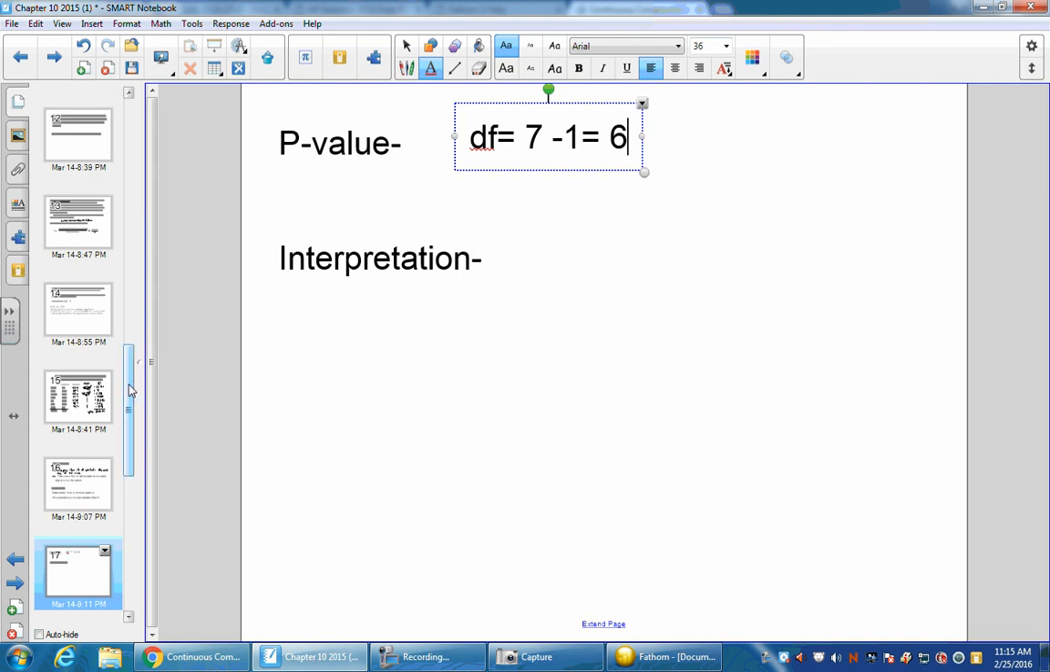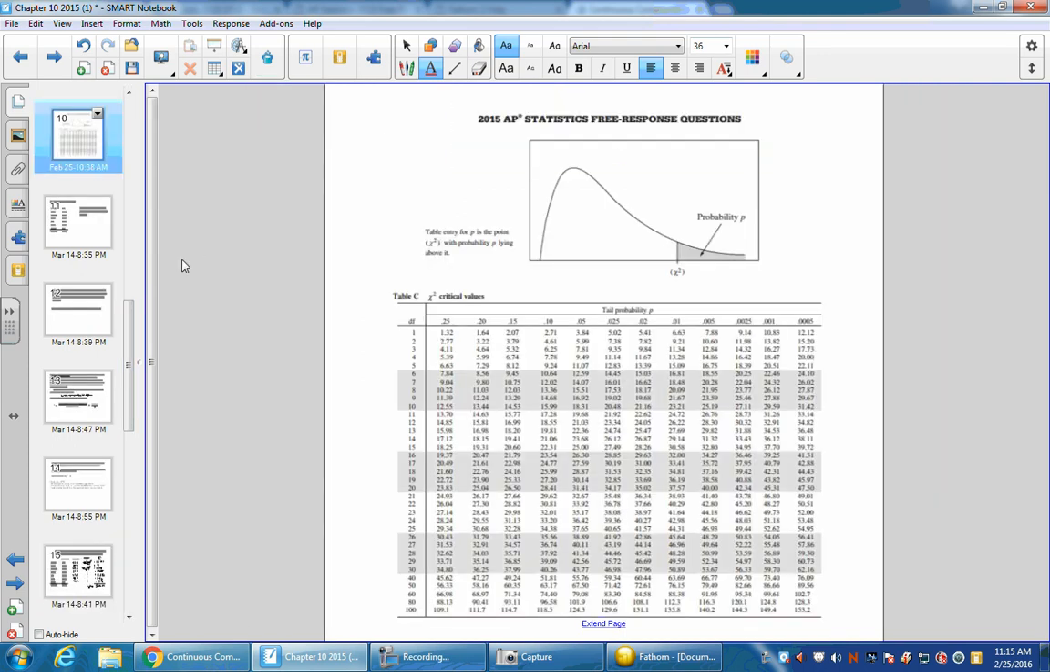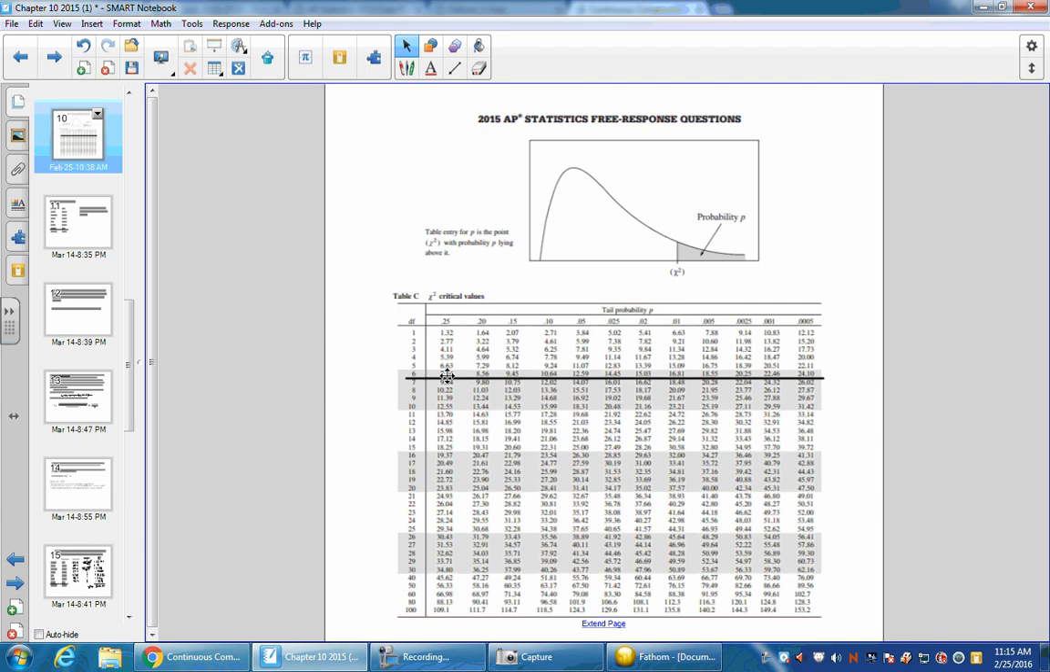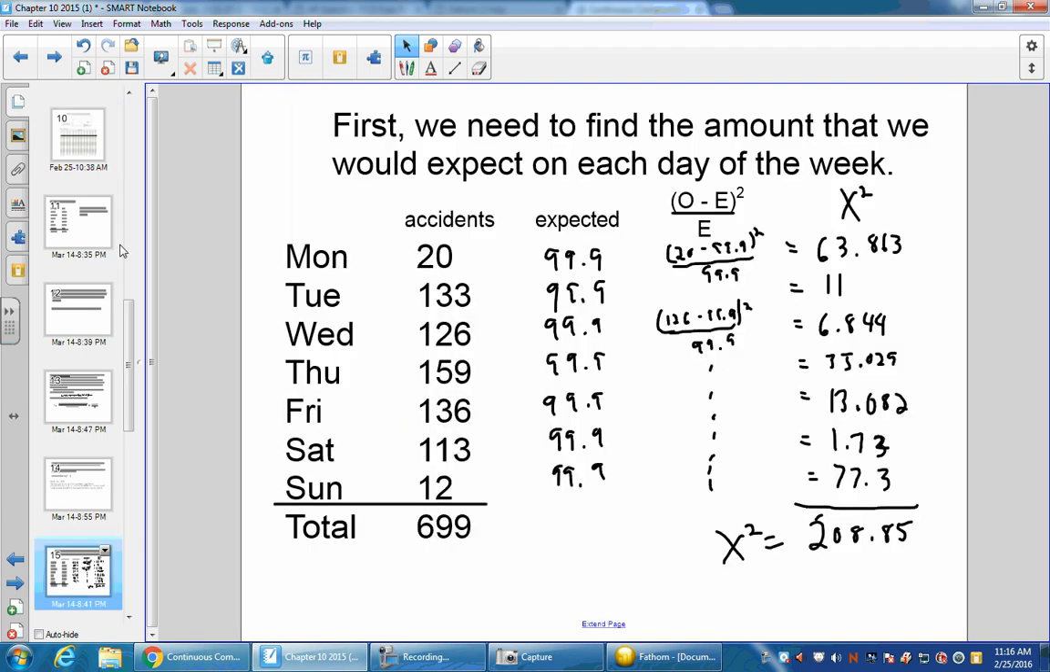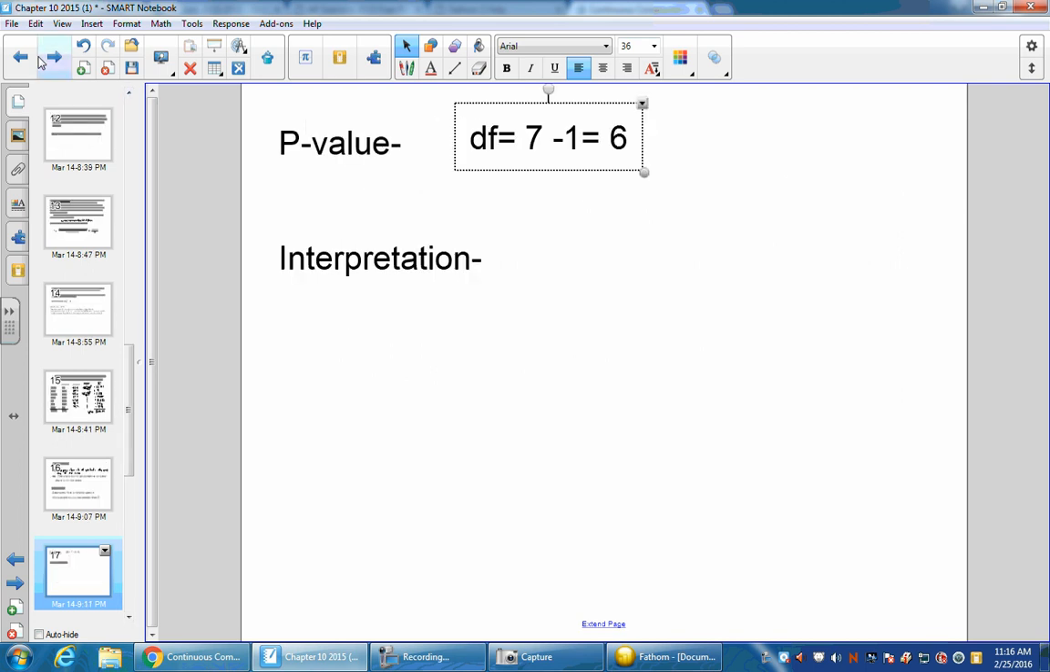So now let's look back at those charts, and I'll show you how to read it off of a chart. Our degree of freedom is 6, so we're looking at this row here. And our chi-squared value, we look for a chi-squared value that's 208. If I go along here till I get a chi-squared of 208, it doesn't exist. So we know that 208 is way beyond a p-value of 0.005. So in this case, our p-value is essentially 0.